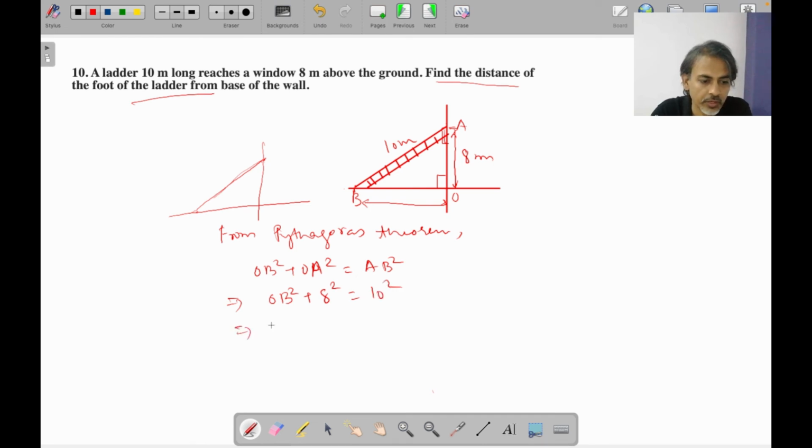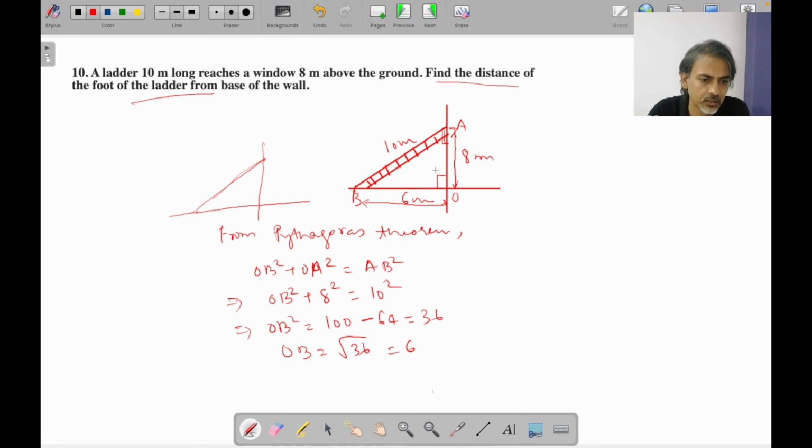So now what we have is OB square, which is 100 minus 64, which is 36. So OB is square root of 36, which is nothing but 6. So this is 6 meter, and this is what will be your answer. So hopefully this problem is clear.